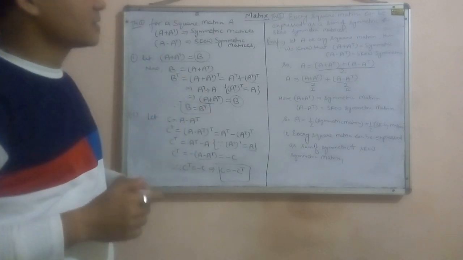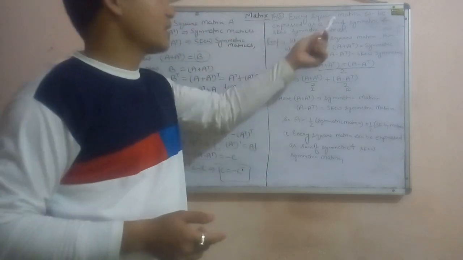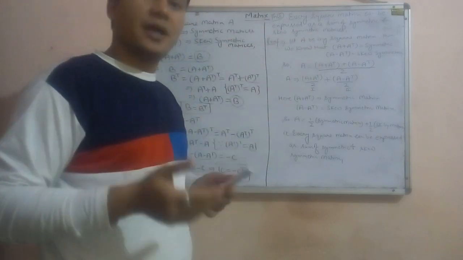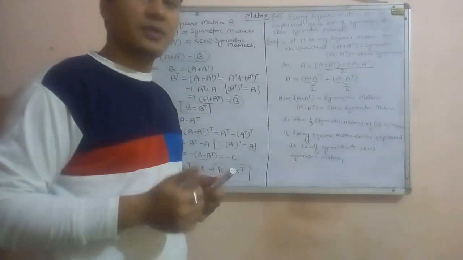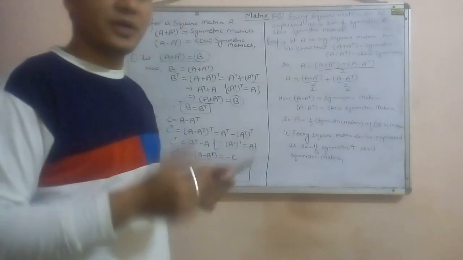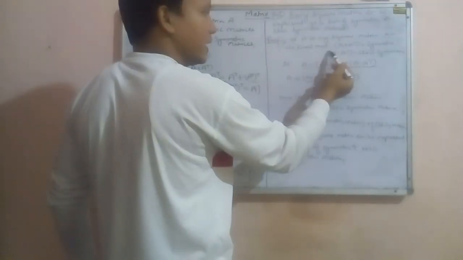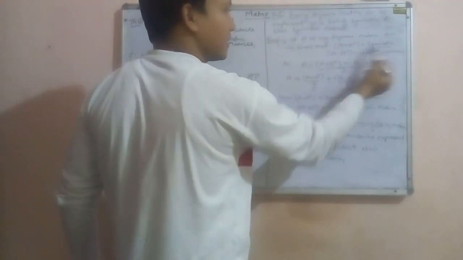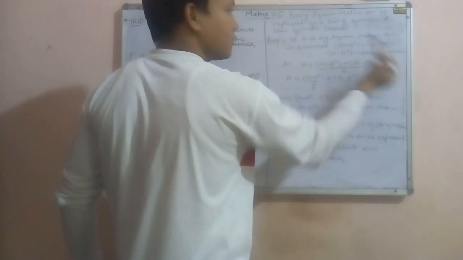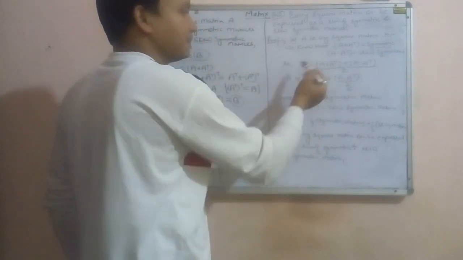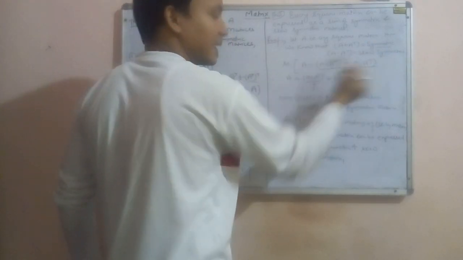Now coming to the next theorem, number 2: every square matrix can be expressed as a sum of a symmetric and a skew-symmetric matrix. So have a look at how we are going to prove it. Let A be any square matrix, then we know that A plus A transpose is symmetric and A minus A transpose is skew-symmetric. So we can write A just like that.